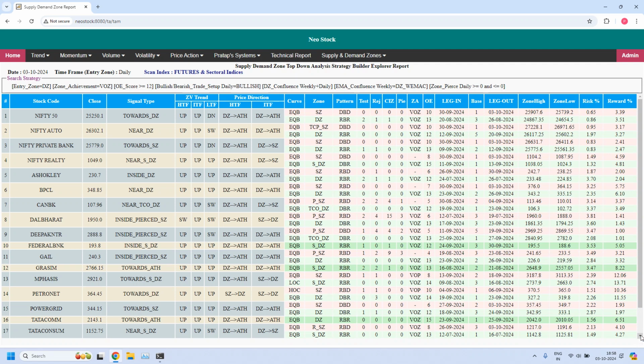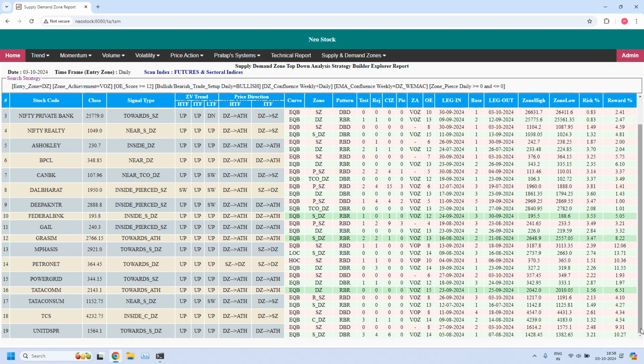Let's verify. And this is the filtered list. I'm scrolling the list down. So total 19 stocks are filtered. This list includes Nifty 50. All these 19 stocks are currently supporting bullish trade setup for monthly income trade, and the daily zone is part of the weekly zone, and the weekly zone is having weekly EMA confluence, and also weekly trend is uptrend.